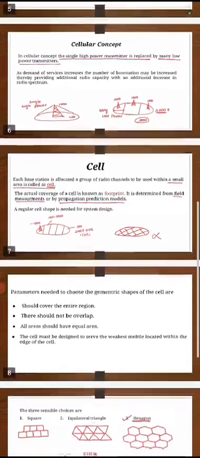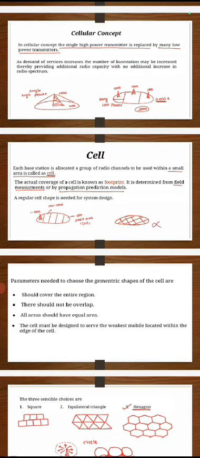So let's see the cellular concept. In the cellular concept, the single high power transmitter is replaced by many low power transmitters. Look at the below diagram. In the first example, in the earlier days we covered that particular area with a single high power base station with a high power transmitting antenna that provides service to 400 people with 1000 channels.